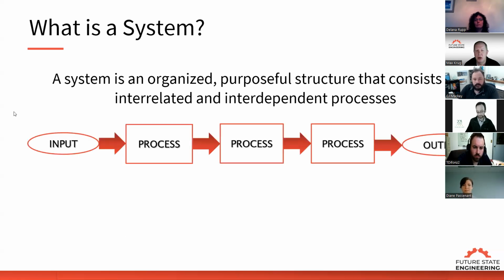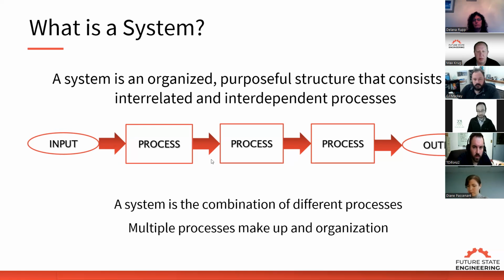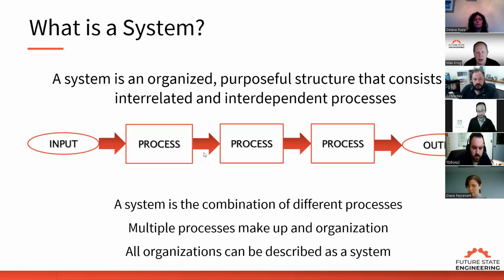Okay. So when we look at a system, we have all these interconnections and we have inputs and then multiple process steps that stuff goes through to create outputs that hopefully meet our customer requirements. So every system is a combination of different processes, and multiple processes make up an organization. All organizations can be described as a system.